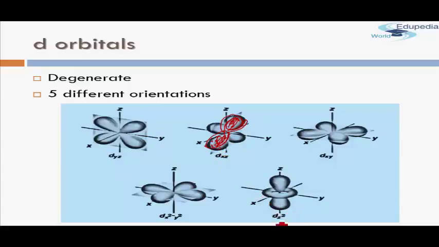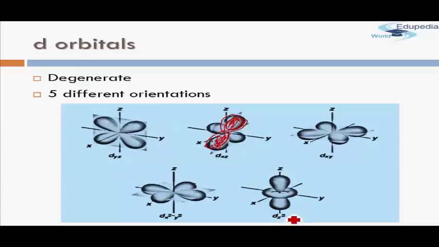Lastly, there is dz2. Okay, so dz2 has a unique shape. It doesn't have a double dumbbell shape. It has one dumbbell, okay, which is along the z-axis. That is why the name dz2.